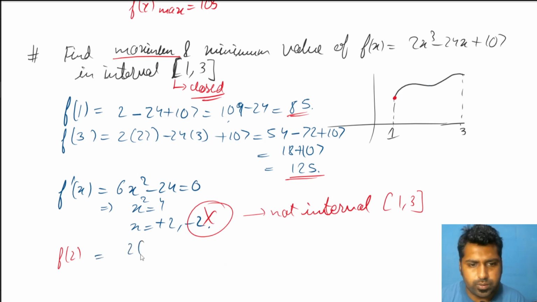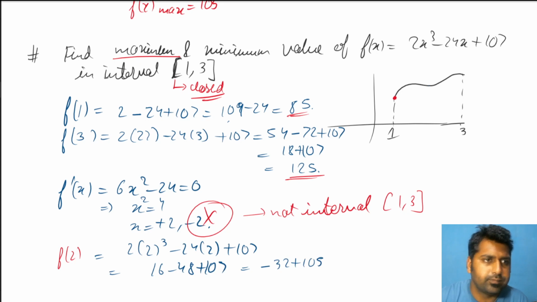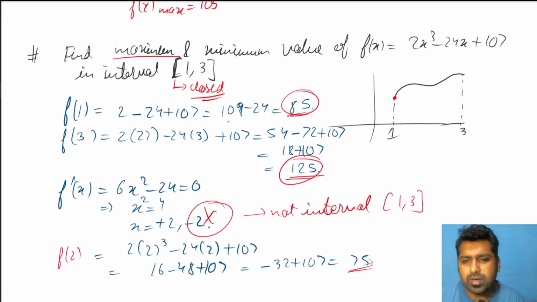So let's calculate 2 into 2 cube minus 24 into 2 plus 107. Okay, so 16 minus 48 plus 107. That's minus 32 plus 107, which is 75. So now you have three values. One is 85, one is 125, and a maxima in between. Maxima or minima, whatever that can be, but the point is the value is 75.